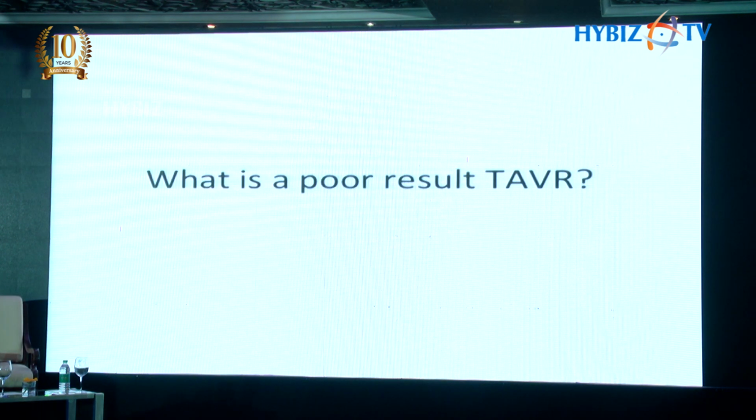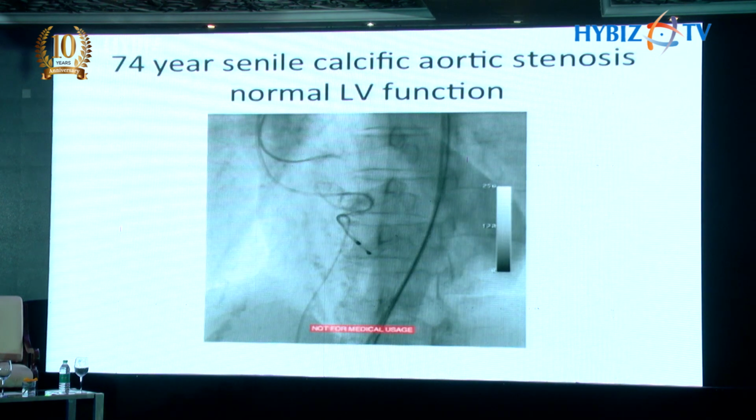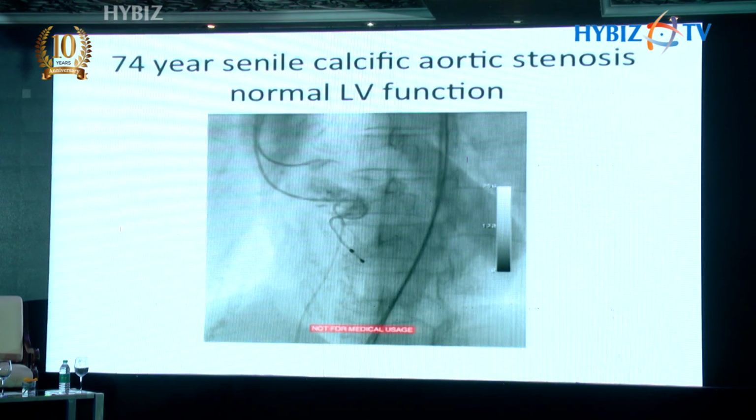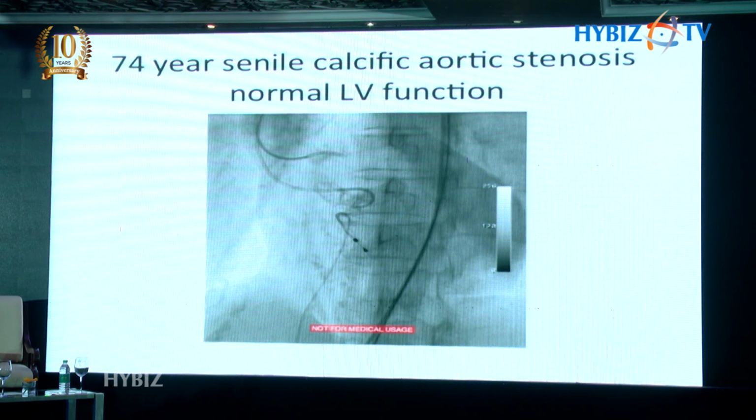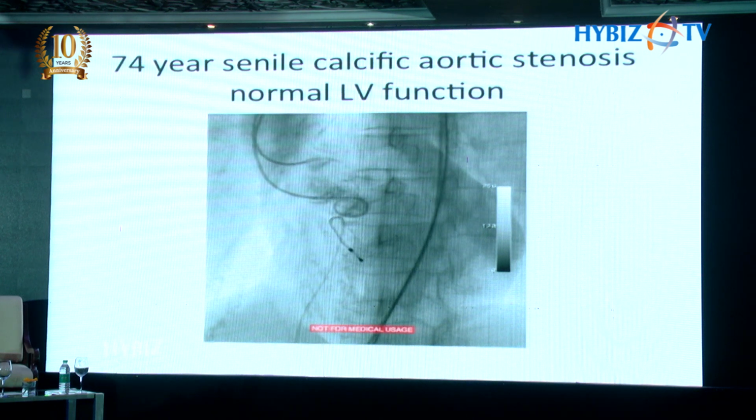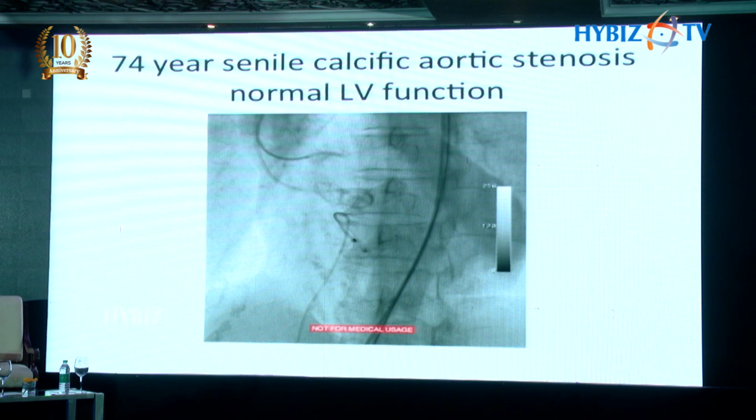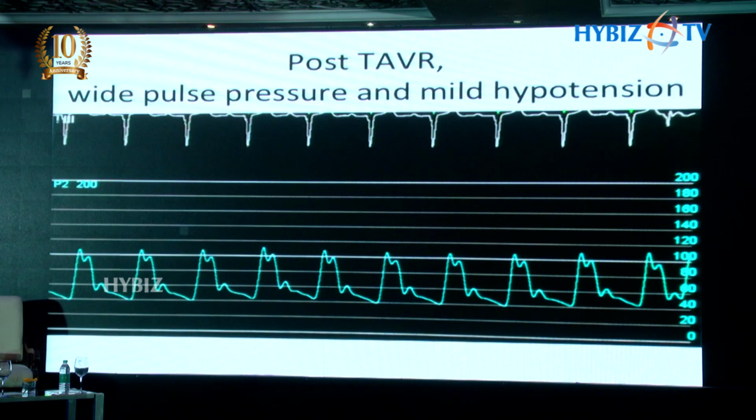I'll show a poor result TAVR and show what the hemodynamics show. A 74-year-old with senile calcific aortic stenosis, again with normal left ventricular function, gets a TAVR. Immediately post TAVR, the hemodynamics: systolic pressures are about 105, the dicrotic notch is quite low, diastolic pressures are quite low, touching 40. Relatively mild hypotension, having started off with pressures of 140. So what is the problem?